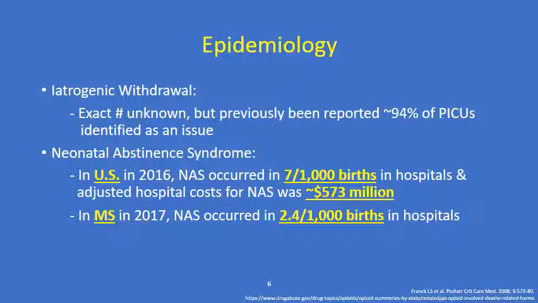Specifically looking at NAS, or neonatal abstinence syndrome, in the United States in 2016, NAS was reported to occur in about 2 out of every 1,000 births in hospitals. And looking at the adjusted hospital costs specifically for NAS, it's approximately $573 million. So it is definitely something that can be quite costly. Specifically looking in Mississippi in 2017, NAS occurred in 2.4 out of every 1,000 births in the hospital. So it definitely is something that does occur in Mississippi.